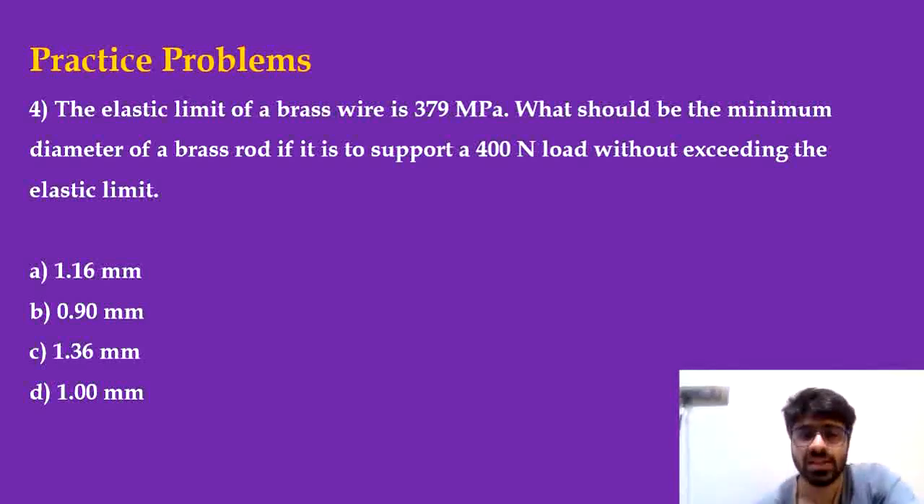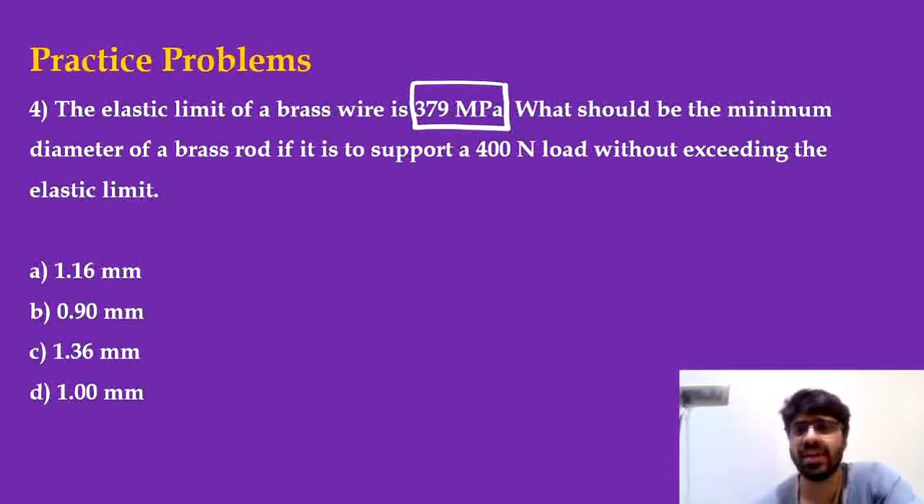The elastic limit of brass wire is 379 megapascal. Elastic limit means the maximum stress up till which the wire is going to behave elastic. Beyond this stress, the wire wouldn't be elastic. That is, if you remove the stress, the wire will not be able to regain the original dimensions again, and some permanent deformation will remain in the wire.